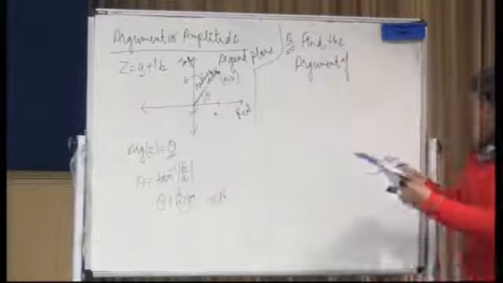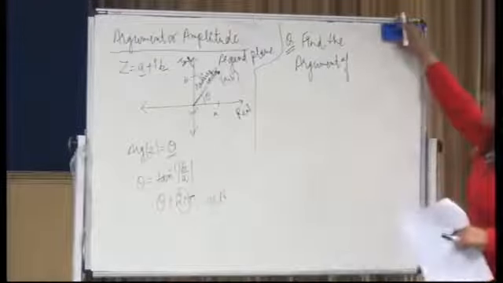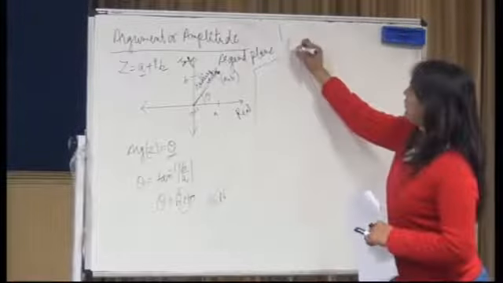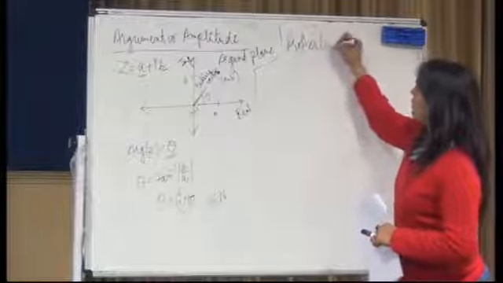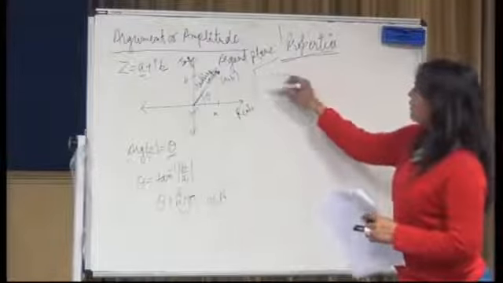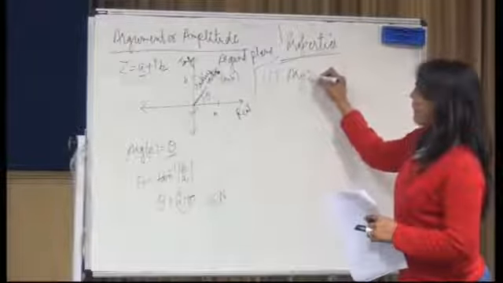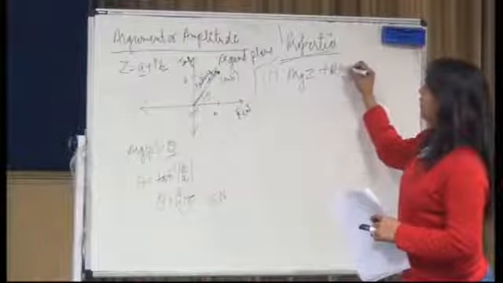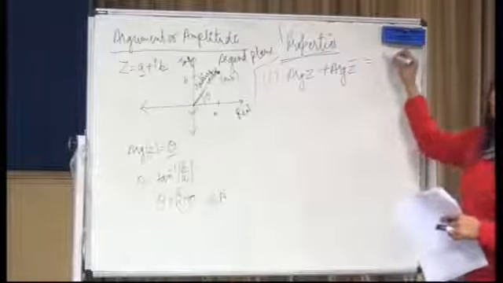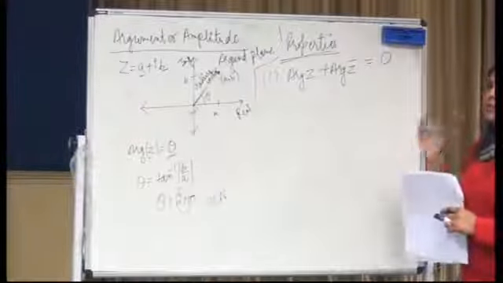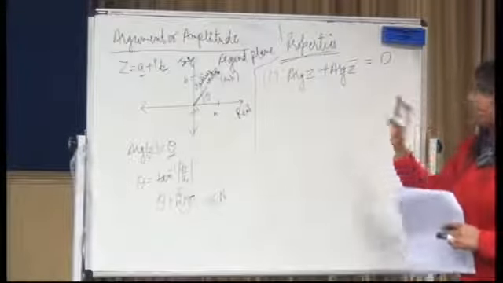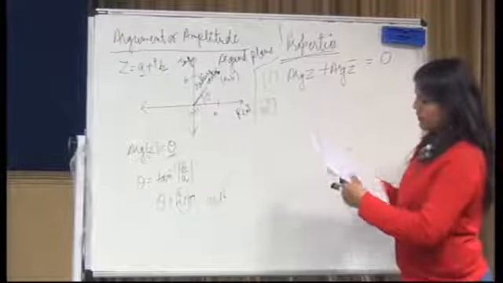Before this question, can we do the properties also? First we take the properties. The very first property for the argument is: the argument of any number plus the argument of the conjugate of that number will always be 0. It means that for 1 plus iota and 1 minus iota, the argument sum will be 0. So this is the property, and you will take the help of it.